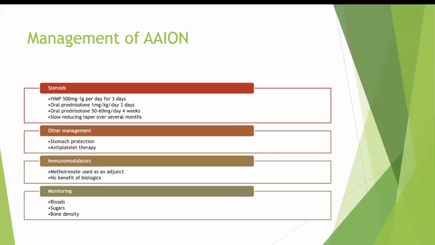Remember that these are patients who are going to need some stomach protection. There is some evidence that suggests that antiplatelet therapy can help. So sometimes patients are given 600 milligrams stat, and then they're given 100 milligrams a day. And research has essentially shown that it does help to reduce vision loss and stroke. And these are generally in the management of GCA.